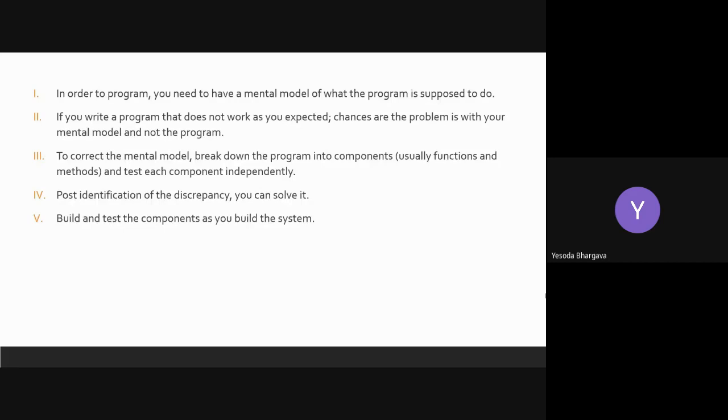So now you need to correct that mental model, because the code that you're writing in the editor is a reflection of your mental model. And if it's not achieving what it is expected to, then definitely the way you are thinking about the problem is falling short of something. So then you need to go back to the thought process behind it. Okay, so that is what we understand by correcting the mental model. And once you have identified the discrepancy in your thought process, then you can solve it, and then you can build and test the components.